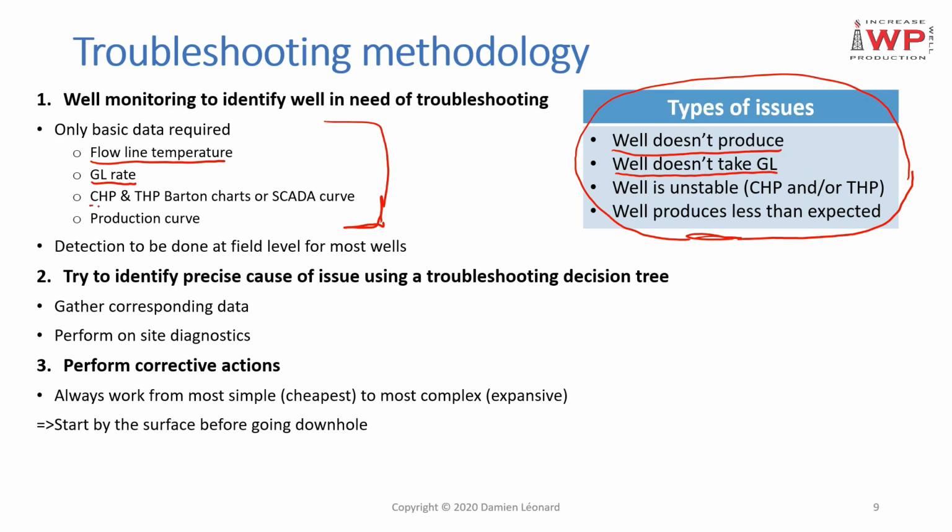Take a look at the casing head pressure and tubing head pressure charts, or the curves of the wellhead parameters coming from your supervision system. These should help you to identify a well where you had a very big change of behavior, or a well being unstable. And last, you can take a look at the evolution of the well production over time, and this could help you to identify a well that produces less than expected.